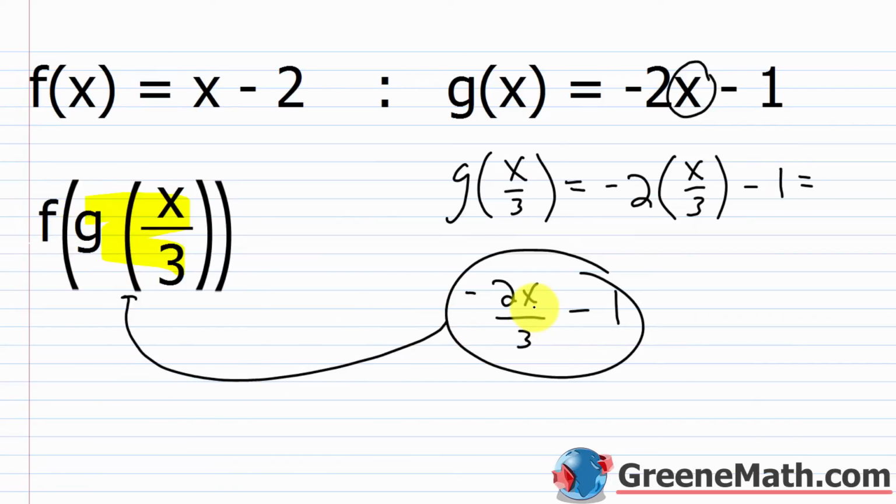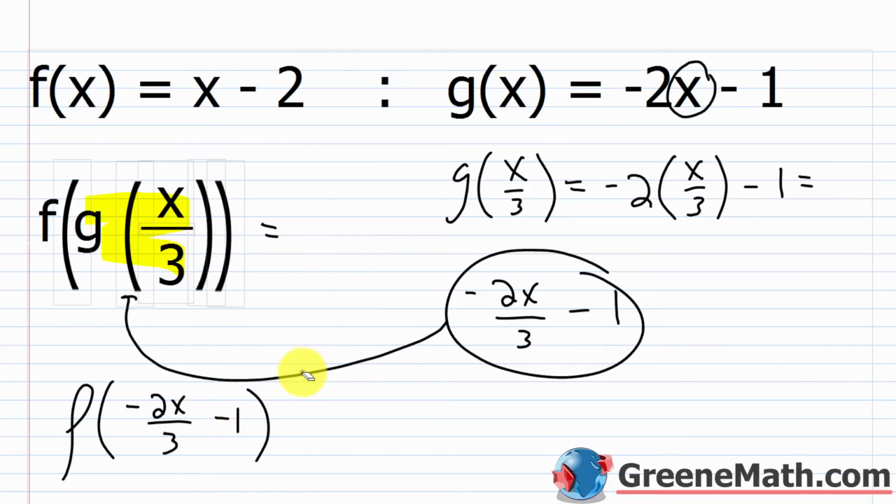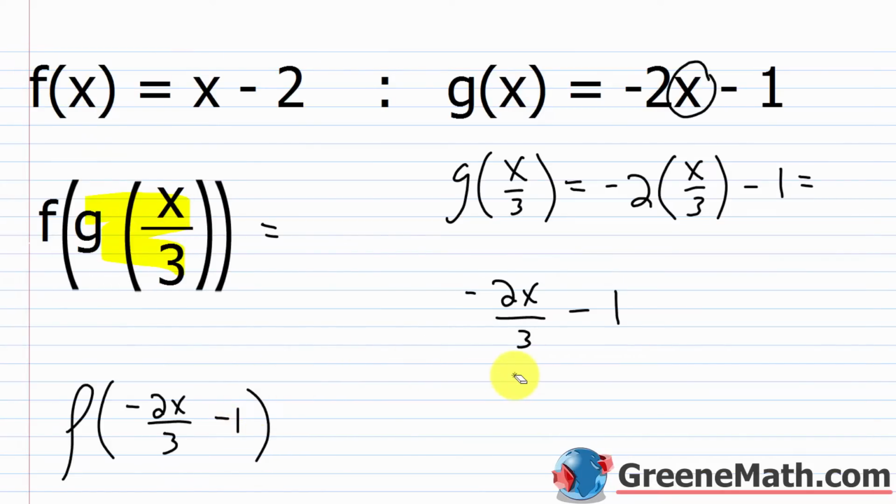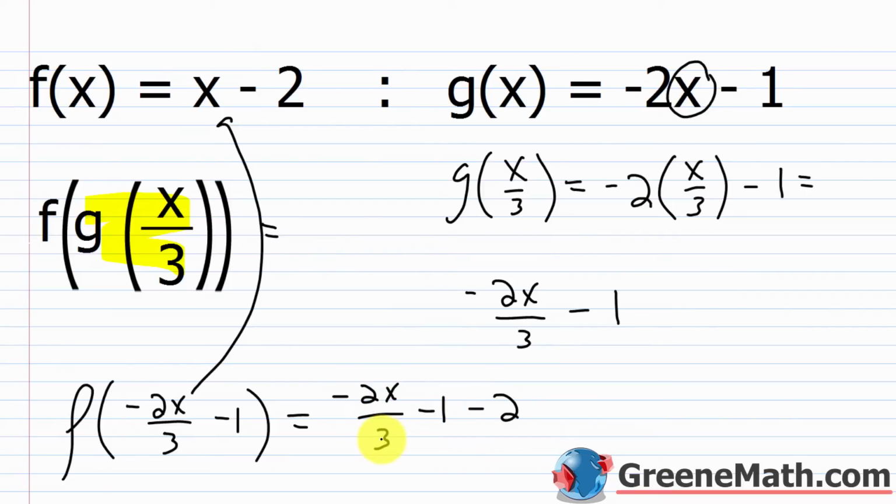So I want f of this. So really I could just rewrite this and say that I want to find f of negative 2x over 3 minus 1. So what does that mean? Well, if I go into f of x and I say everywhere I see an x, I want to plug this in. So I would say I have negative 2x over 3 minus 1, and then I'm subtracting away 2. So essentially I have negative 2x over 3 minus 1 minus 2. So negative 1 minus 2 is negative 3. So you might as well just say this is minus 3 here. And that is my answer.